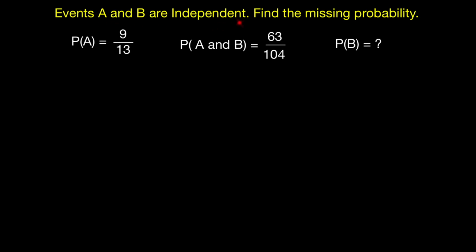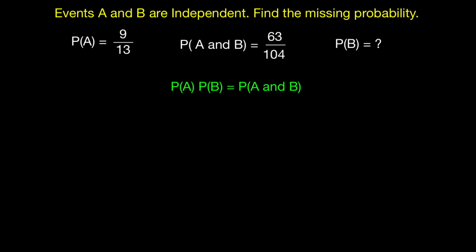Events A and B are independent. Find the missing probability. I want to remind you that sometimes the probability of A and B is written using an upside down U. Now, in order to find the missing probability, I'm going to use the independence formula since I'm already under the assumption that both of the events are independent.